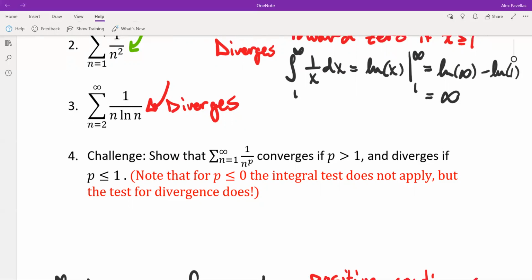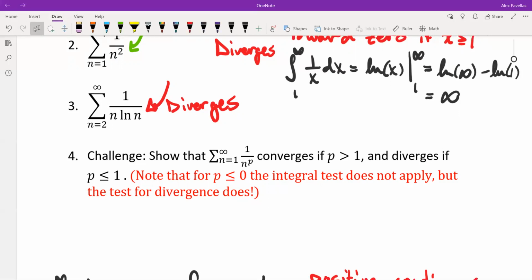Next time we will go over the two comparison tests, the regular comparison test and the limit comparison test, and work out the mechanics of that. The solution to this challenge question is a show-that problem, so I already gave you the answer; you just have to show that this is true. We're going to use the solution to number 4 here, the so-called p-series. All of this is called the p-series, and that's going to be the basis for our comparison tests. So stay tuned for that, and I will see you next time.